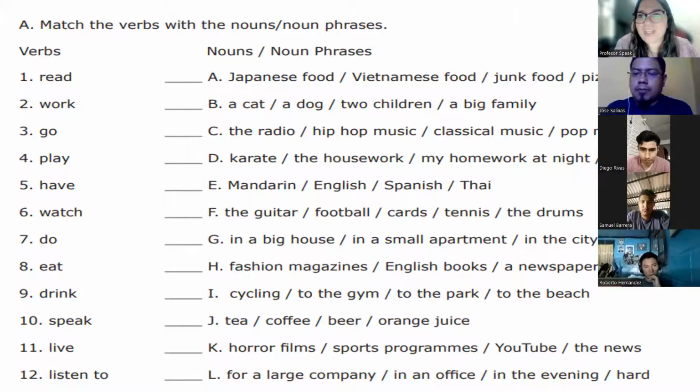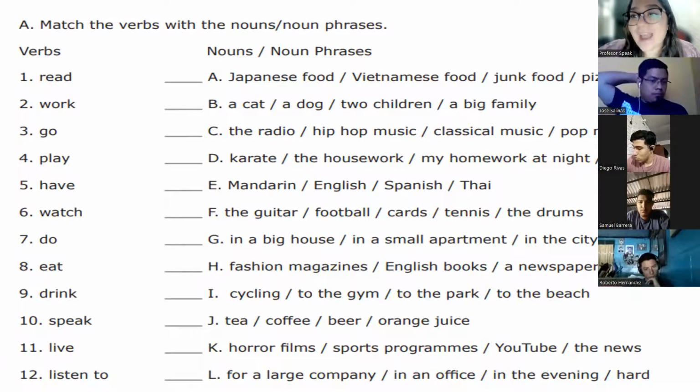For example, read. Do we read Japanese food? No, right? Do we read a cat? No. Do we read the radio? No. Do we read karate? Nope. Do we read Mandarin? Could be, but nope. That's a language. Do we read the guitar? Nope. Do we read a big house? No. Do we read fashion magazines, English books, and newspaper?